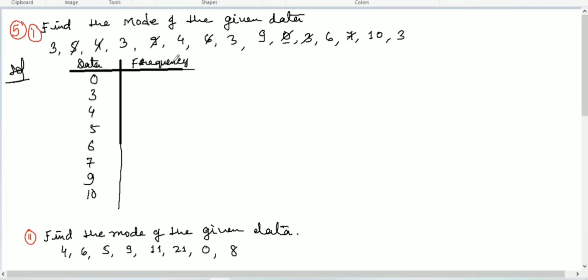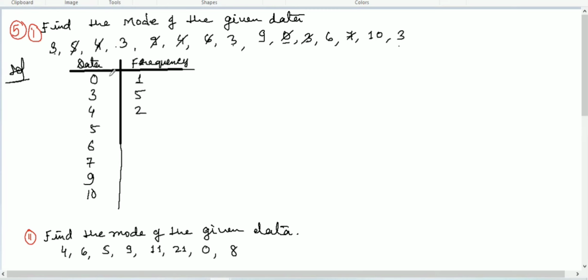Find out how many times 0 appears. One time we cancel it out and start from the beginning. So how many times do we have 0? The frequency of 0 is 1. And how many times do we have 3? 1, 2, 3, 4 and 5. So 5 times we have 3. And count how many times we have 4. So 4 is 1 here and 2. So 2 times we have 4.